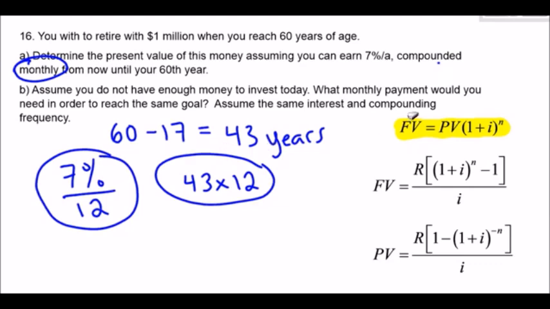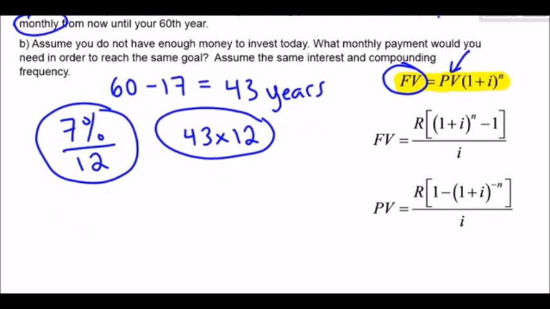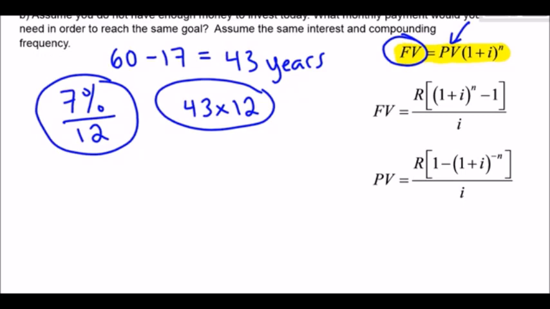And the other thing to remember is that we have the future value. We know that we want $1 million, and we're trying to figure out the present value. So here's what all of that looks like when I substitute it into the equation.